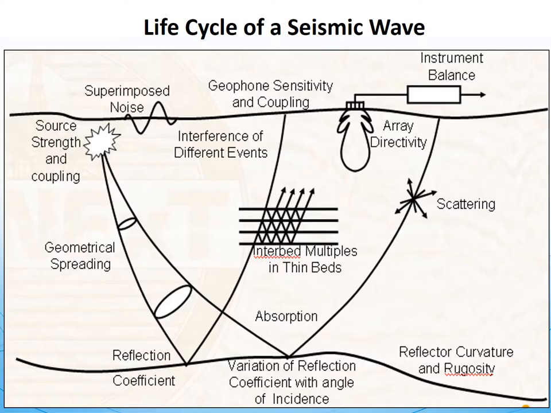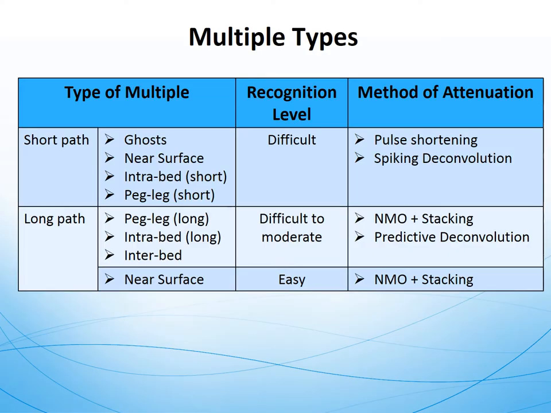Multiples come in many types of forms. In this example, shown in the box over here, is in terms of the interbed. It can come also in terms of the peg leg. It can come in terms of the water bottom multiples. It can come in terms of the intrabed as well, not interbed. So multiples can take various types of forms, so it's actually very difficult to remove a certain type of the multiples.